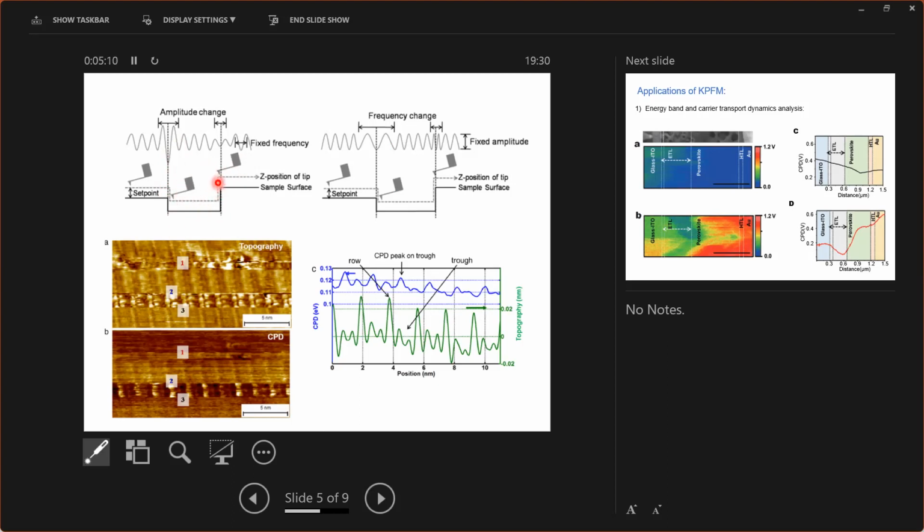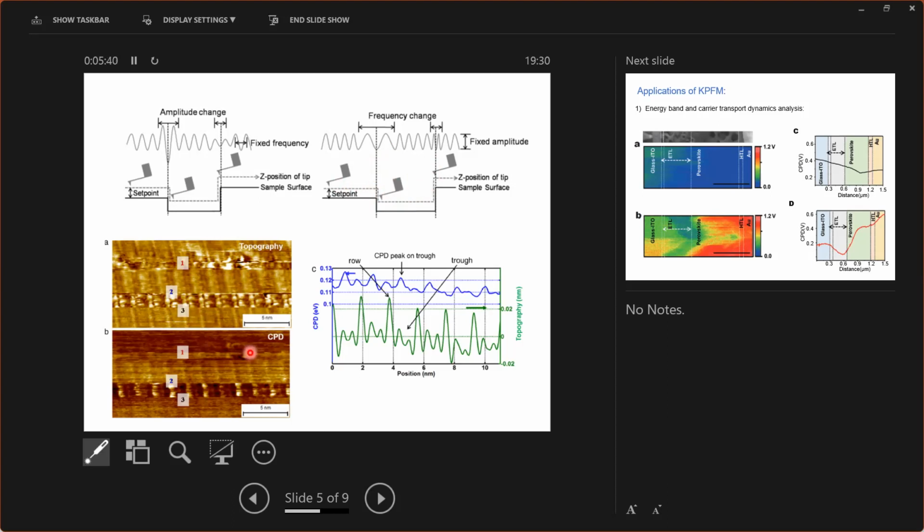Like here, the distance is decreasing, so the amplitude also decreases. In the other case, here the amplitude is fixed, but the frequency is changing. As the distance increases, the frequency also decreases, and in the other case, the frequency increases. Here is a topography, which is data from KPFM.